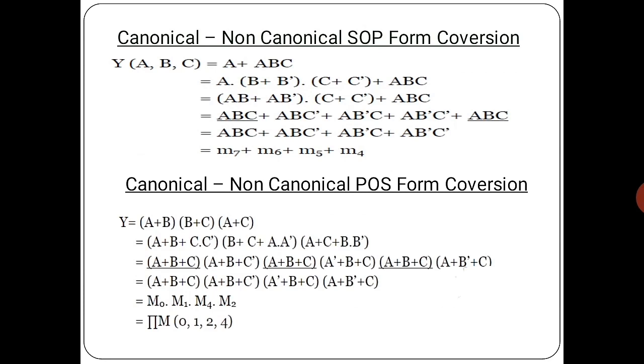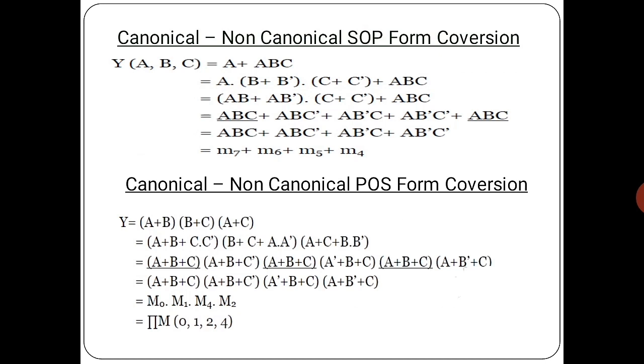The missing literals: B plus B bar is equal to 1 as per our postulate law, and also we are going to introduce C plus C bar, which will be equal to 1. So now we are going to multiply with B plus B bar and then C plus C bar, and then we are going to expand the expression, and then we are going to check the redundant min terms, and the redundant min terms are ABC and ABC.